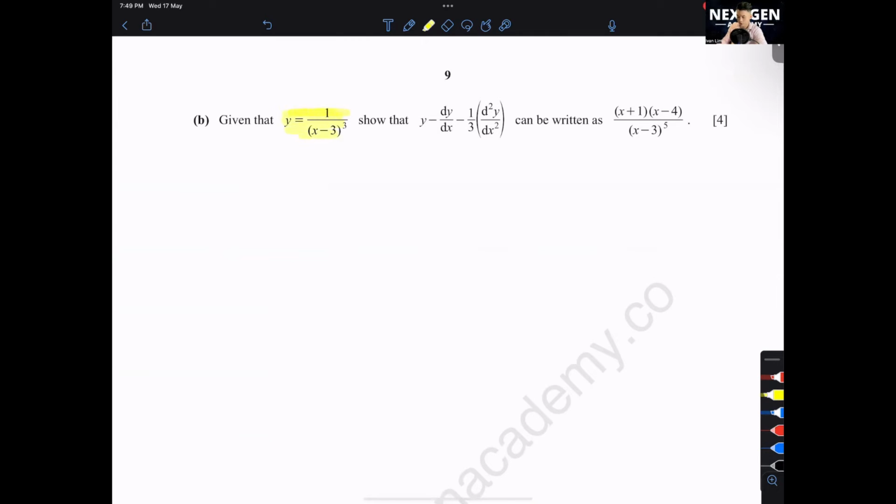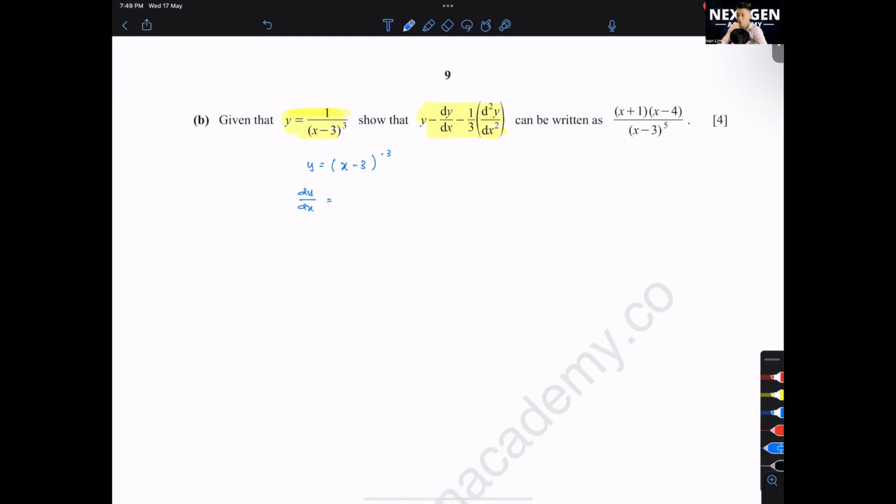Okay, second one. Given that y equals 1 over (x minus 3) cubed, show that y minus dy over dx minus 1 over 3 d squared y over dx squared can be written as (x plus 1)(x minus 4) over (x minus 3) to the power 5. So we need to find dy over dx and d squared y over dx squared. The y they give us is (x minus 3) to the power of negative 3. I convert it to this form first.